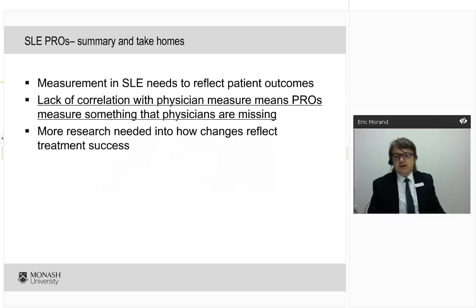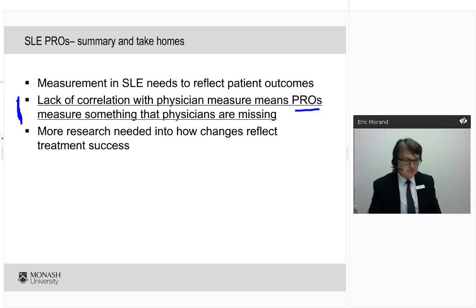So we now know that measurement in lupus has to reflect the patient outcomes as well as the physician outcomes. And the lack of correlation between the physician measure and the patient-reported outcome means that the patient-reported outcome is measuring something that we physicians are missing. So more research is needed into how changes in patient-reported outcomes might tell us which medicines are good medicines.